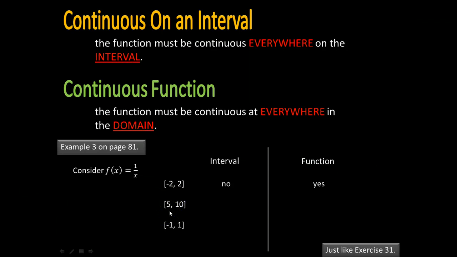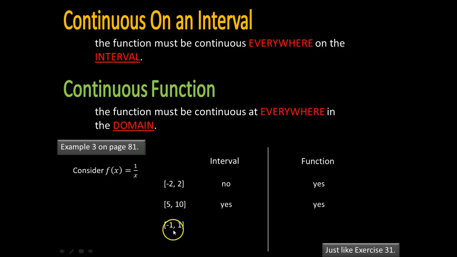Okay, let's look at our next interval here, 5 to 10. Well, anywhere x is in between 5 and 10 inclusive, we're going to be continuous. We don't have any bad things happening between x equals 5 and x equals 10. So it is continuous on that interval, and it of course is also a continuous function.